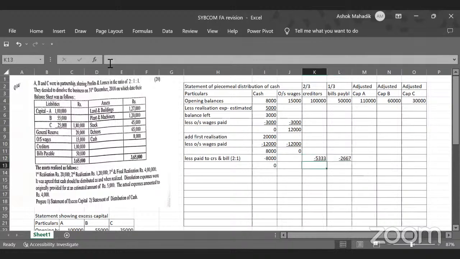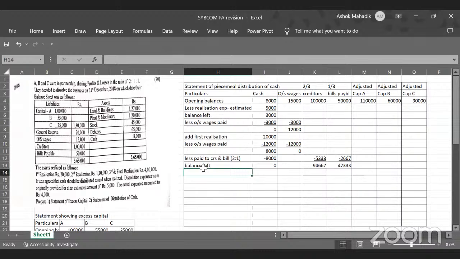So 1 lakh minus 5,333. I have to change the symbol. Minus 2,333. Same way, bills payable. Okay, so we got the new balance. Now cash is over, so we'll go for the next realization. Please check how much realization we have with the next one.